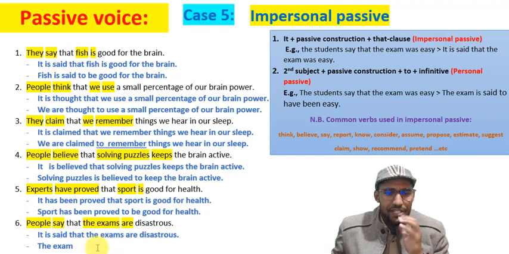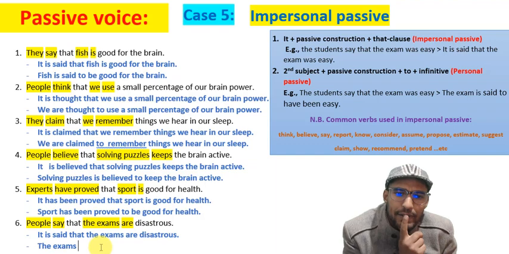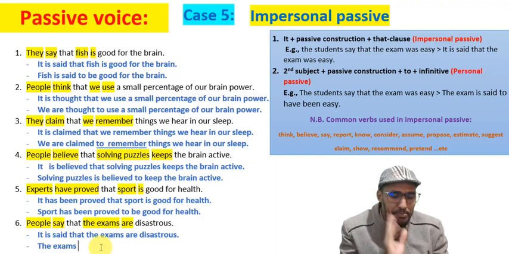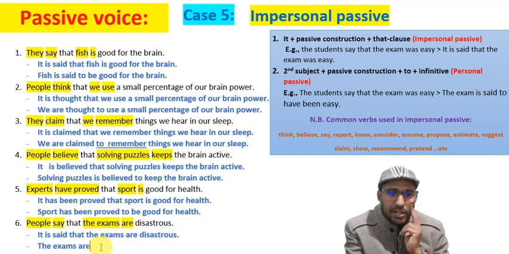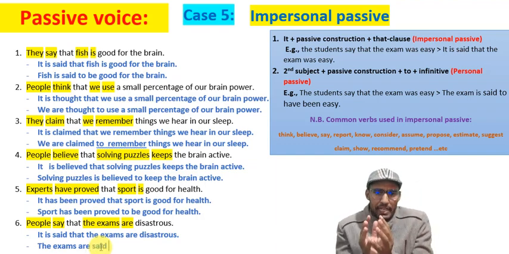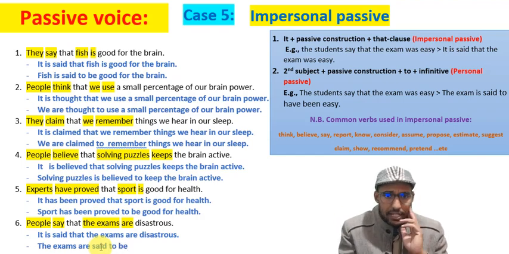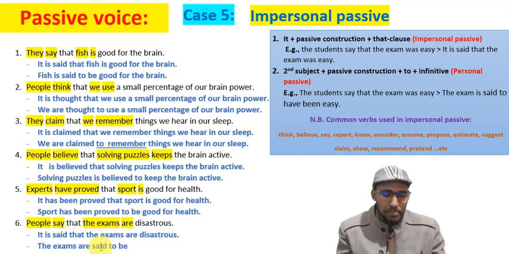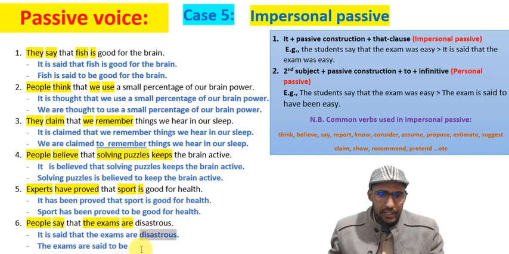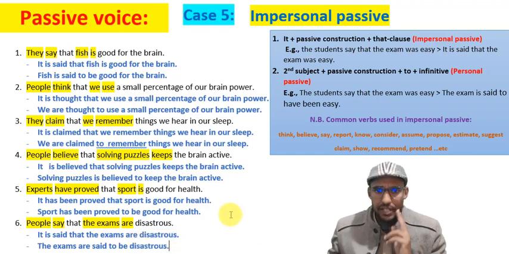Okay, now what if we start with the exams? We have the exams in the plural form, and say is in the present simple. So the verb to be should be: the exams are said. And we have the verb to be again, are, so it becomes the infinitive with to. We say to be. The exams are said to be disastrous.